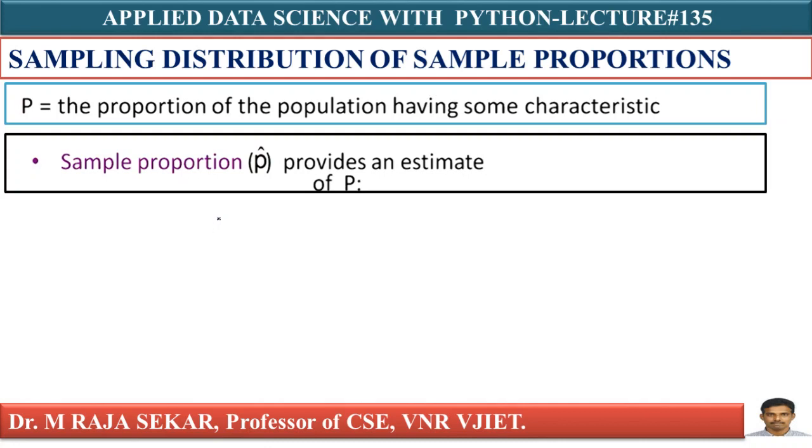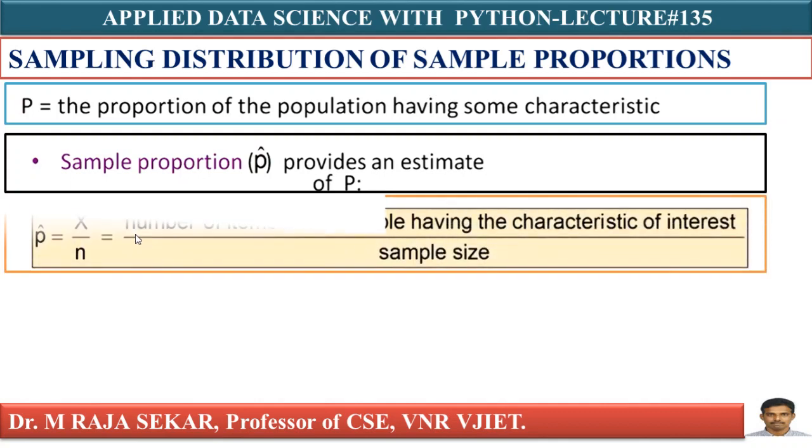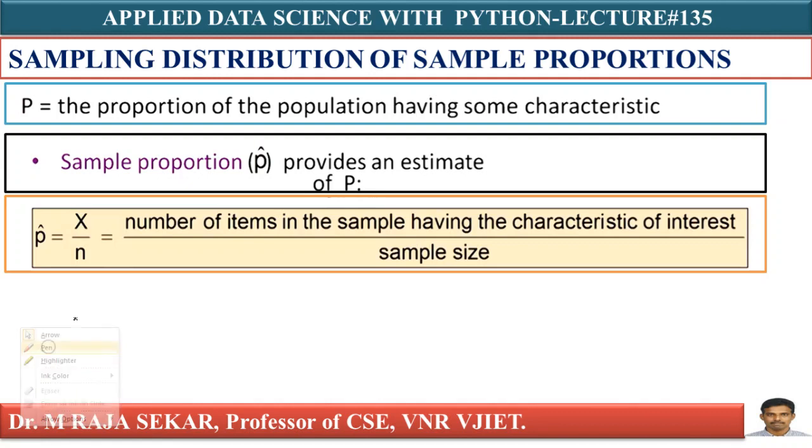The sample proportion can be defined as follows. It always represents the sample. Therefore, it is the number of items in the sample having the characteristic of interest, and that characteristic of interest depends on the problem, divided by the sample size.